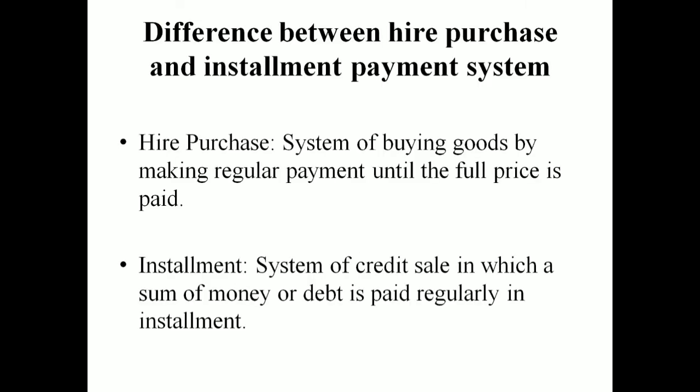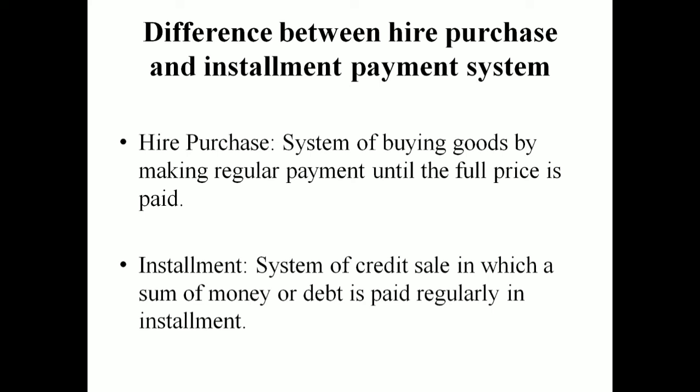So let us see the difference between hire purchase and installment system. We discussed these two points and how it differs from hire purchase, the difference from installment system. In hire purchase, the system of buying goods by making regular payment until the full price is paid. The ownership of goods is actually with the seller. Only after paying the last installment will you get the ownership. And this is a credit sale.